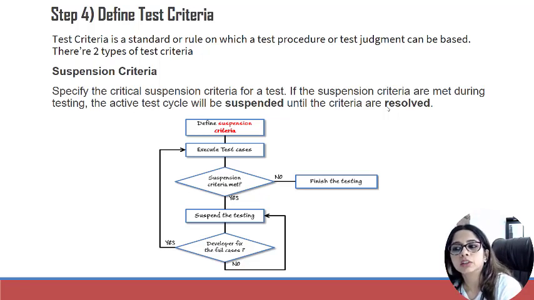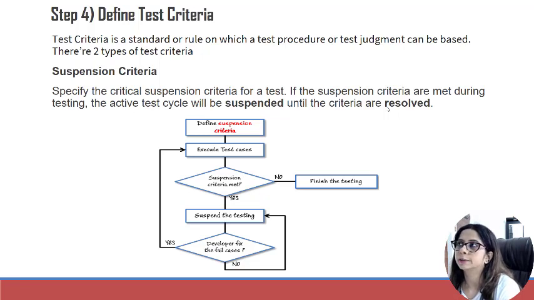So let's say you have a situation where the smoke testing is not passing. So you'll suspend the testing. You say, okay, we need to send this build back, and we would do the testing only when this criteria is met. So your smoke test failed, so you will not do any testing further.